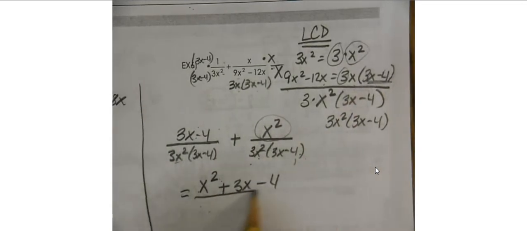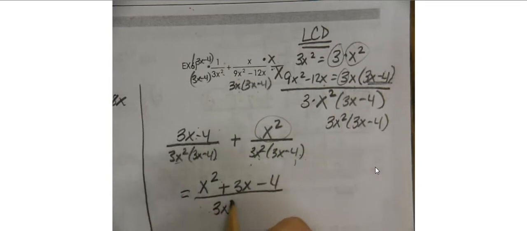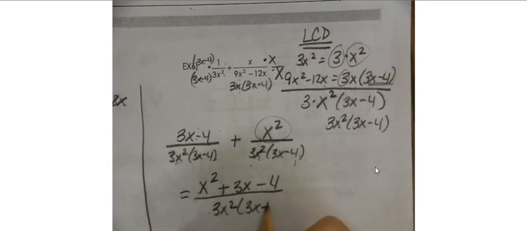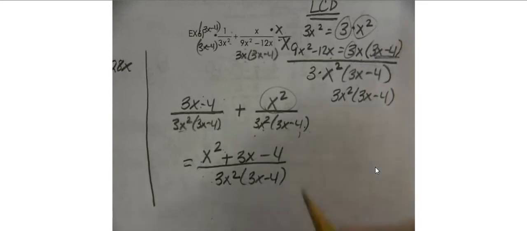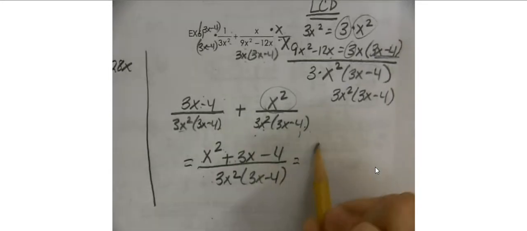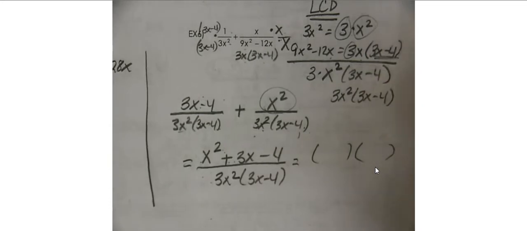This is all over 3x squared times 3x minus 4. Now, final answers need to be written in factored form, so I'm going to try to factor my numerator if I can. Sometimes you can, sometimes you can't. Just be prepared for that.